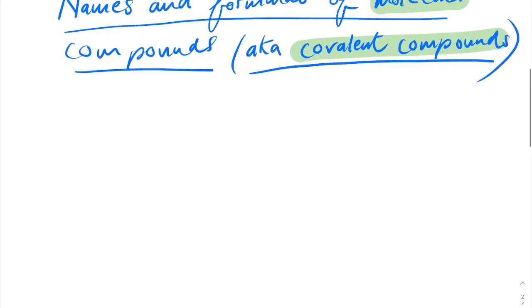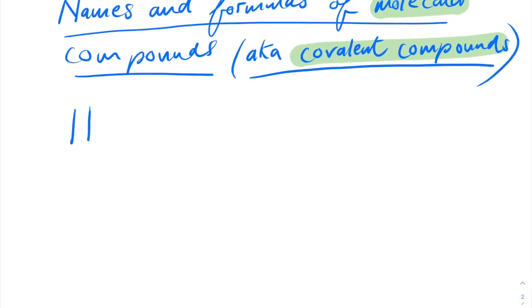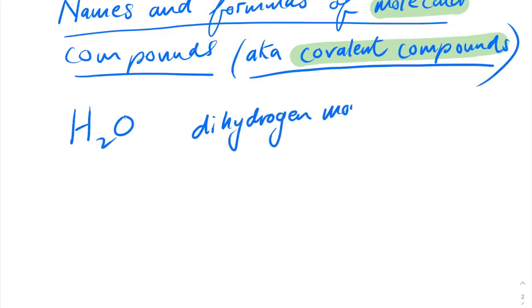I'm going to start with the compound that you all know, H2O. And we're going to look at how to write the name of H2O. You know it as water. But the chemical name is dihydrogen monoxide.